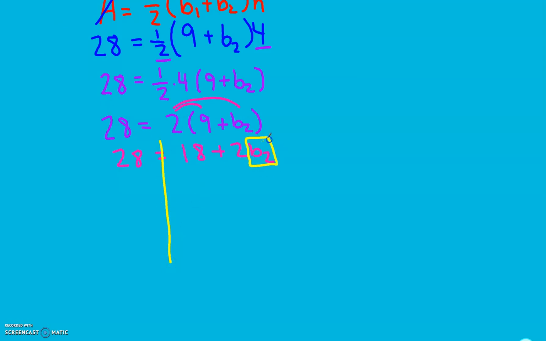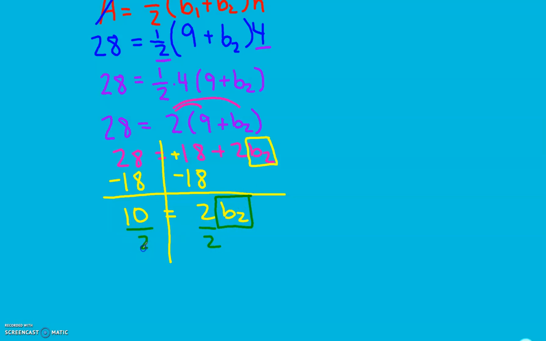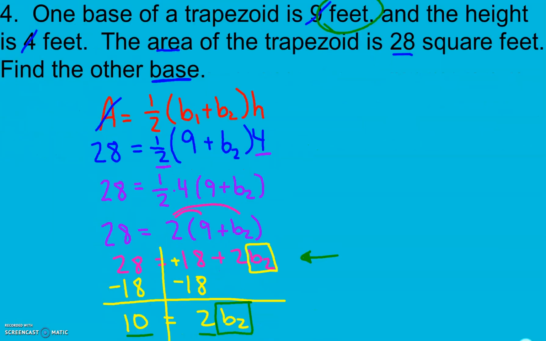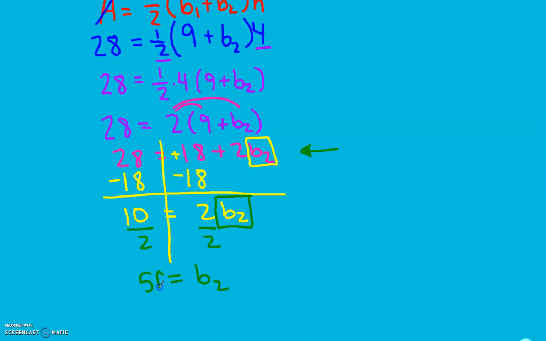So to get B by itself, first thing I need to do is get rid of my adding. So I'm going to subtract an 18. Now B is being multiplied by 2, so I'm going to go ahead and divide. Once we get to this point right here, guys, we just solve that equation the same way we have been for a while now. So my second base is 5, and these are all in feet. So my label will also be in feet. 5 feet is my second base.